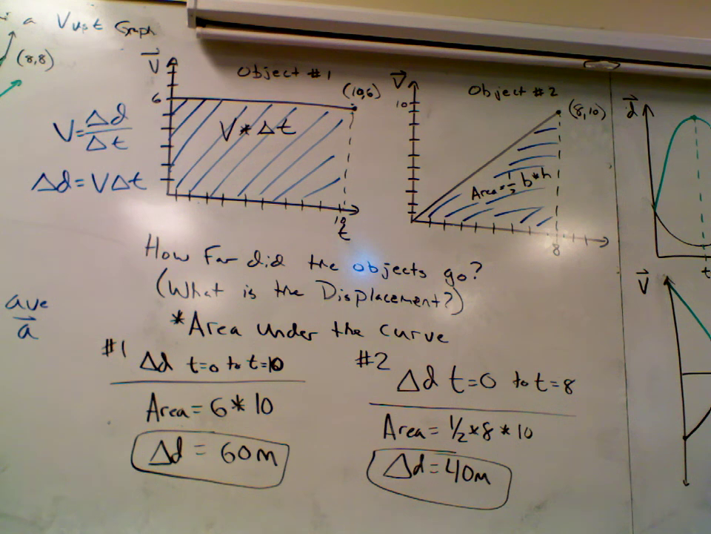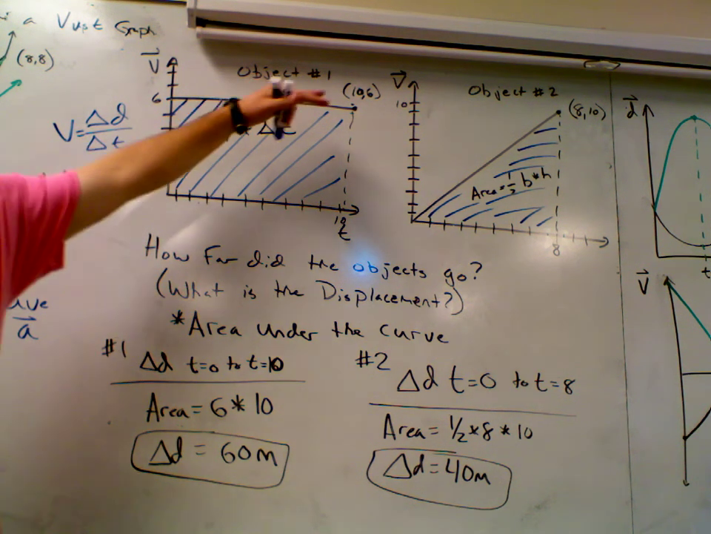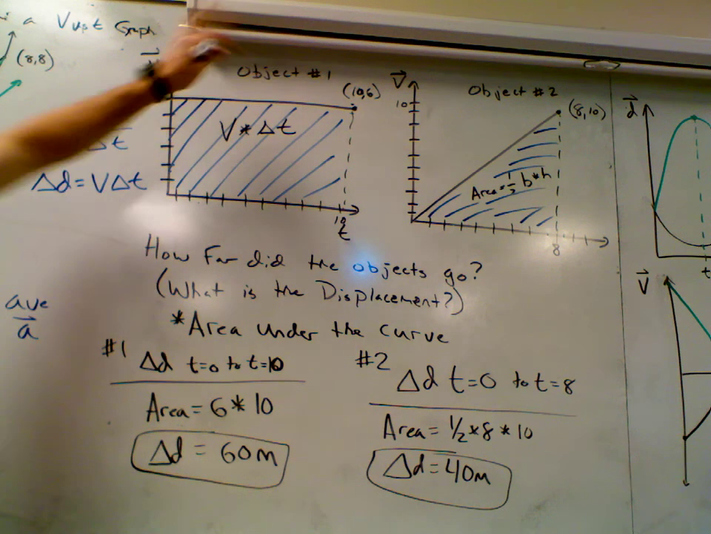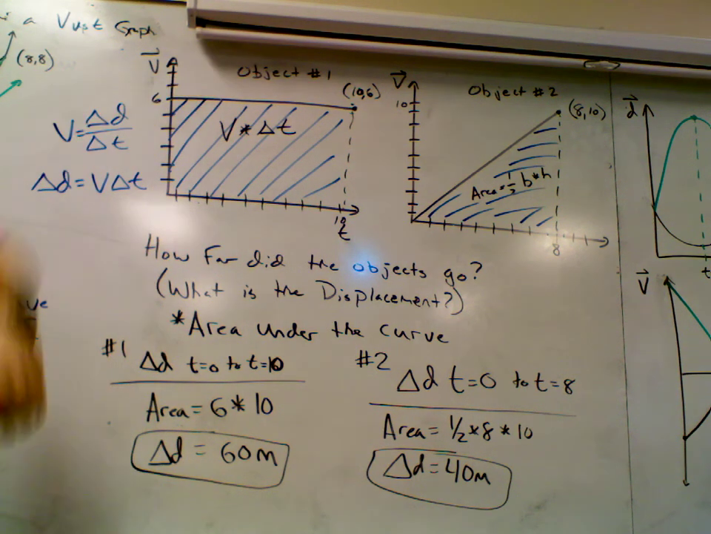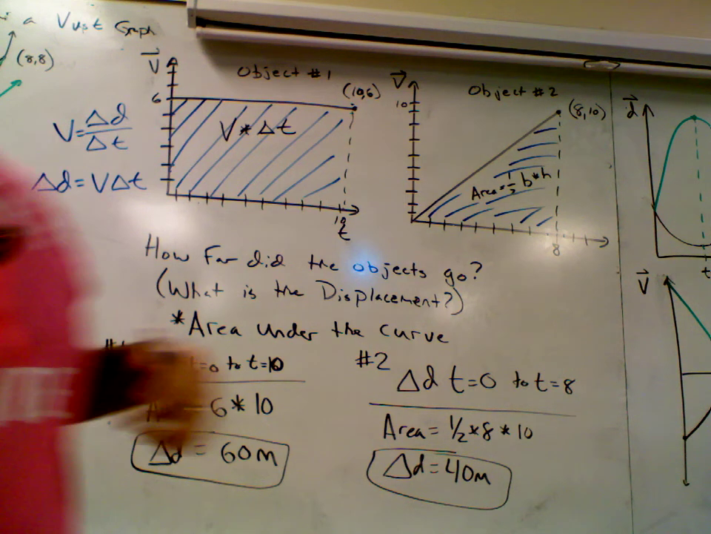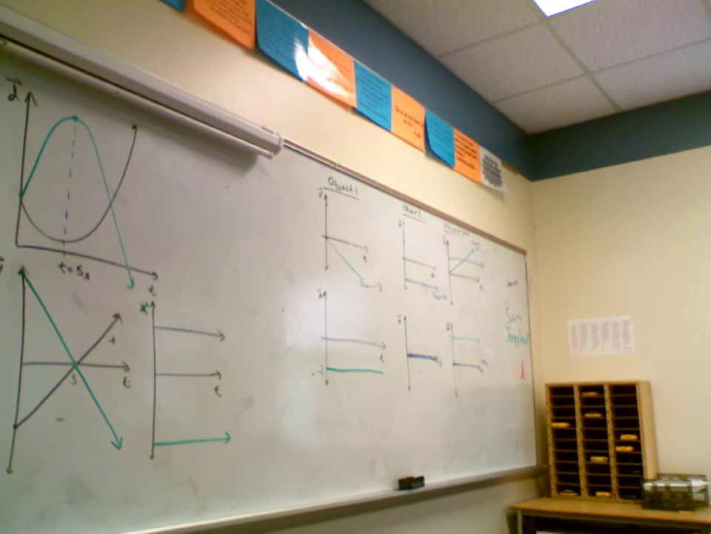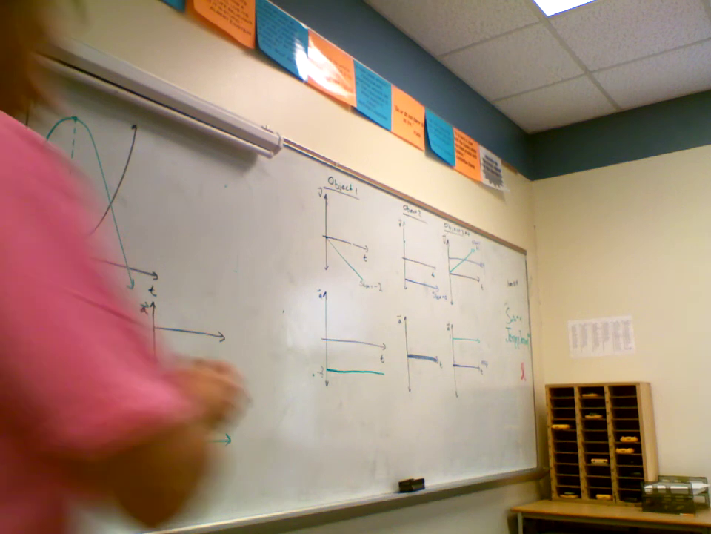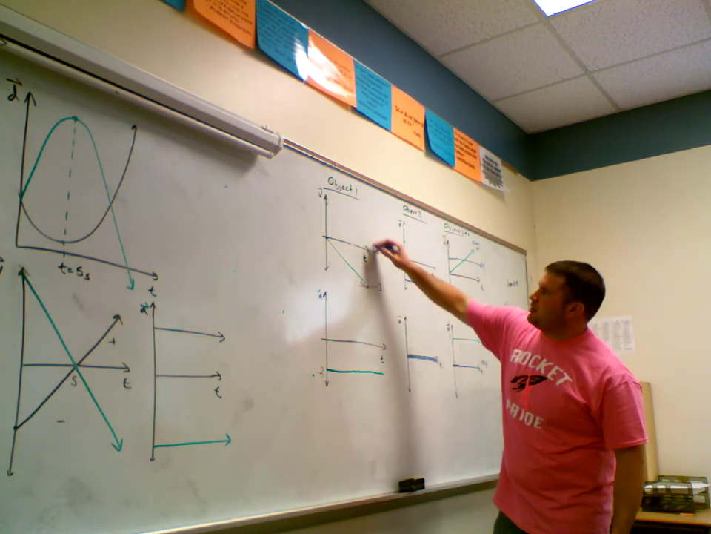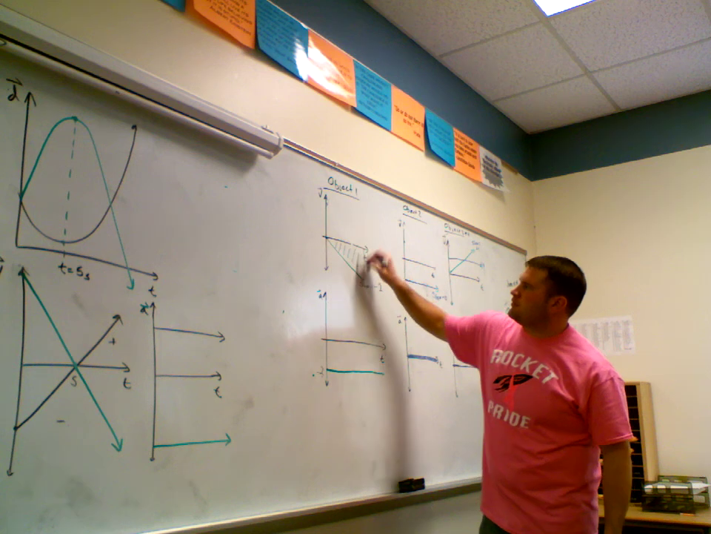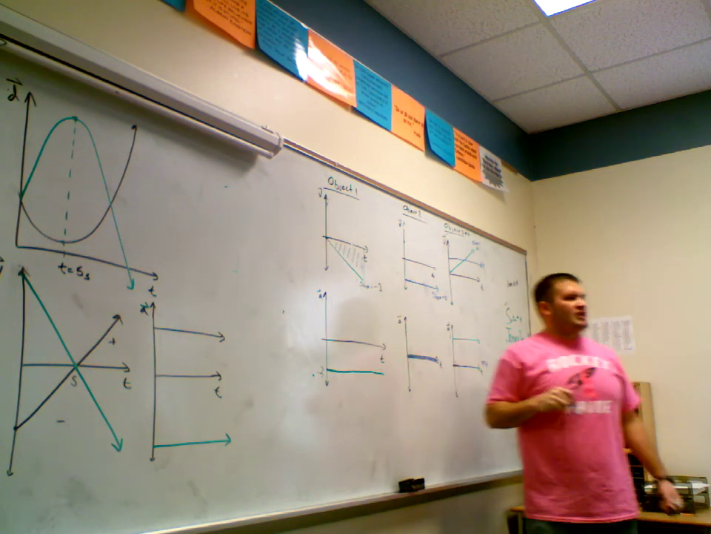Now, are these positive or negative displacements? Positive. Where might a negative displacement be? On the bottom of the axis? On the bottom. So if we were to use object 1 from earlier in the lesson, would this one have a positive or negative displacement? Negative, because its area would be right there. Does that make sense, guys?